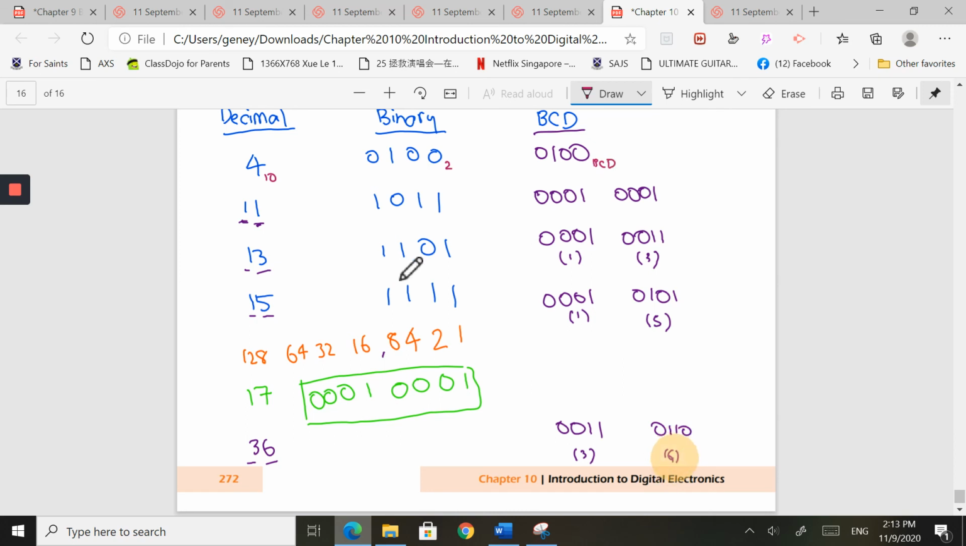Okay? So how do I know whether this 0100 is a binary or 0100 is a BCD? You need to look at the base. So every time you write decimal numbers, you have to write base 10. Every time you write binary numbers, you have to write base 2. Every time you write BCD numbers, you have to write base BCD.